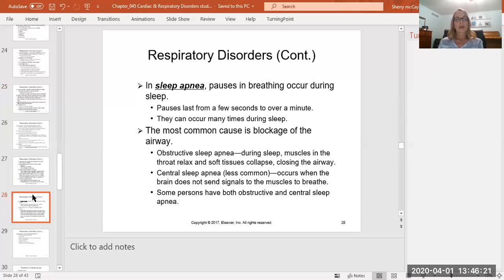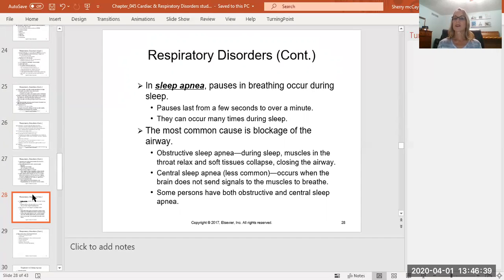Okay. Sleep apnea. Sleep apnea is pauses in breathing that occur during sleep. Pauses that last for a few seconds to even over a minute. They can occur many times during sleep. The most common cause is blockage of the airway.